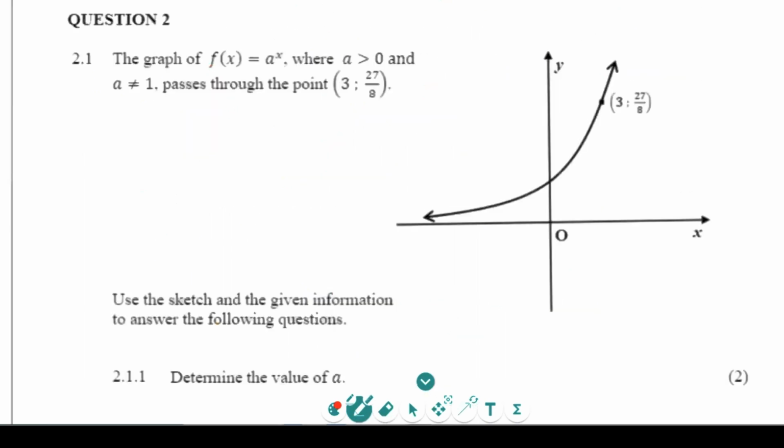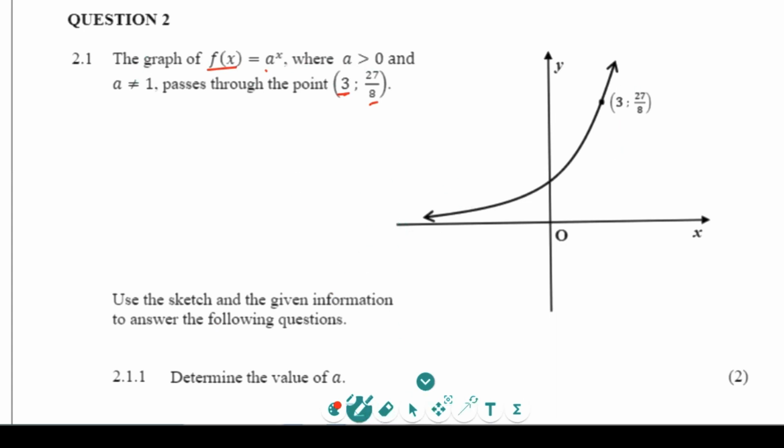We have question number 2. Question number 2 is under functions. The graph of f of x is given as a to the x, where a is greater than 1, which means this is an increasing exponential graph, and a can never be 1. This graph passes through the points 3 and 27 over 8. Then the graph is drawn for you, there it is.